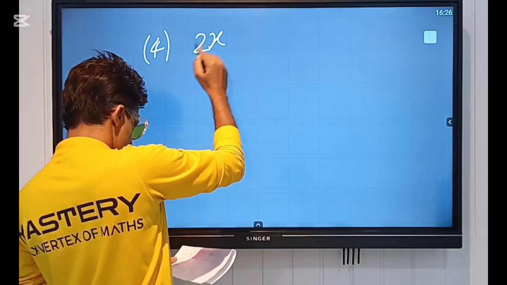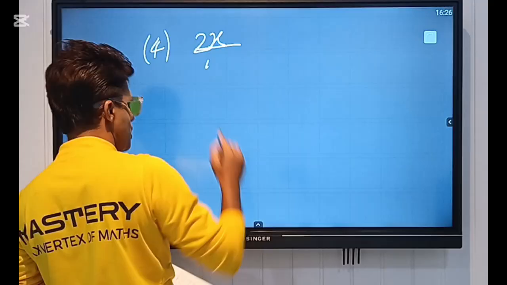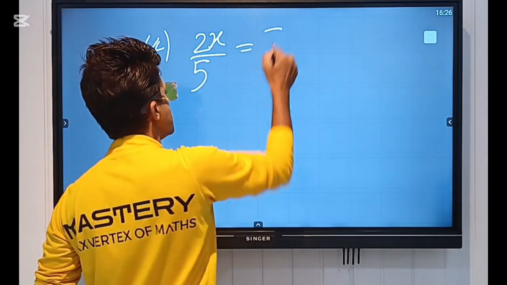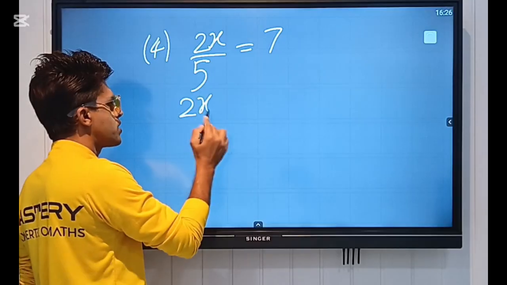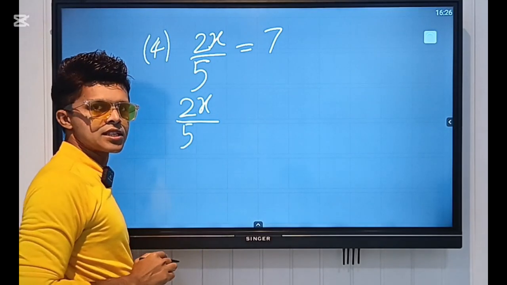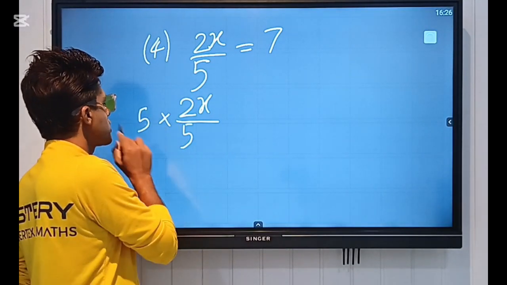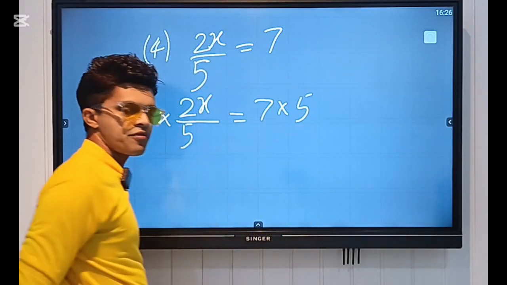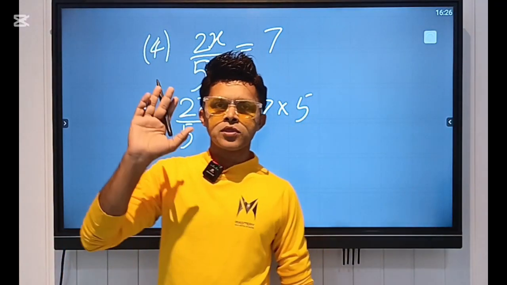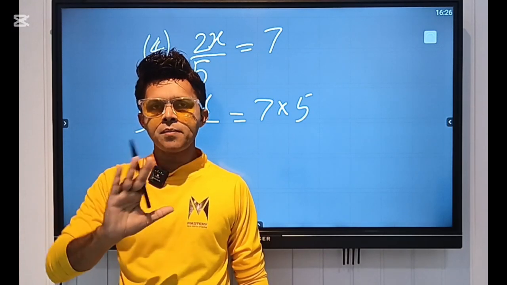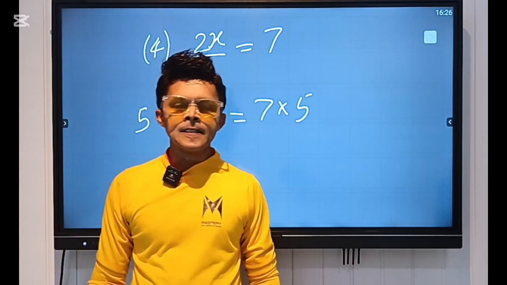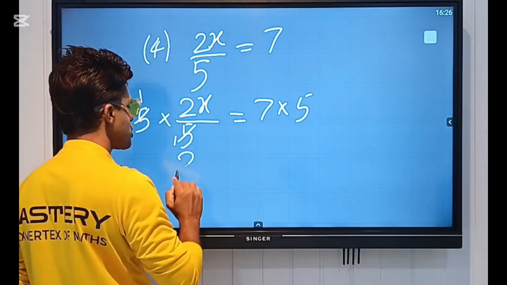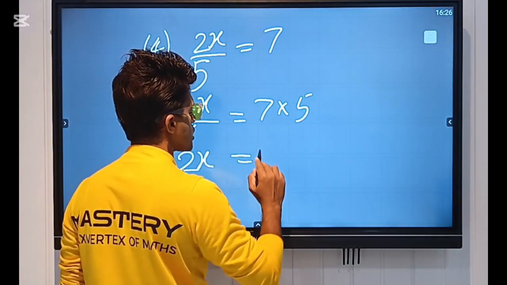The fourth question is 2x over 5 equals 7. Now this type of one we've done already. Here the denominator is 5. Therefore, this side is multiplied by 5, and the right hand side is also multiplied by 5. Why do I multiply by 5 here? So as to simplify this 5 and this 5. Then 1 into 2x is 2x, and 7 times 5 is 35.